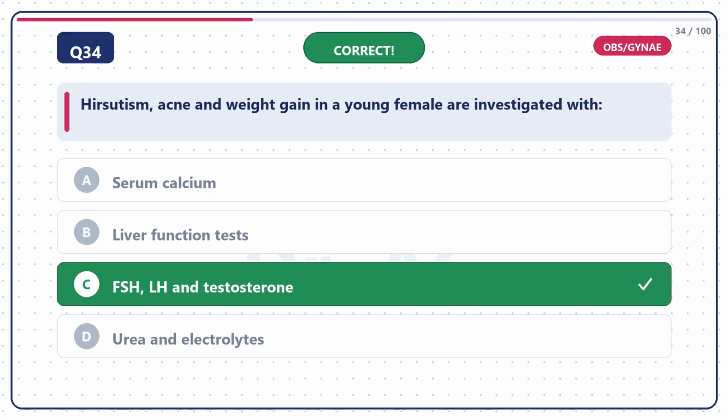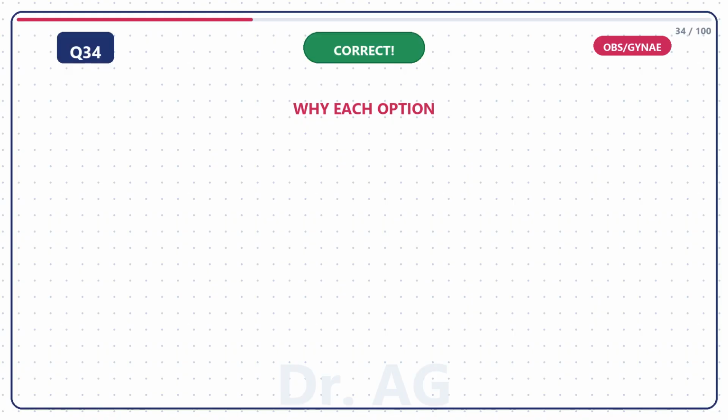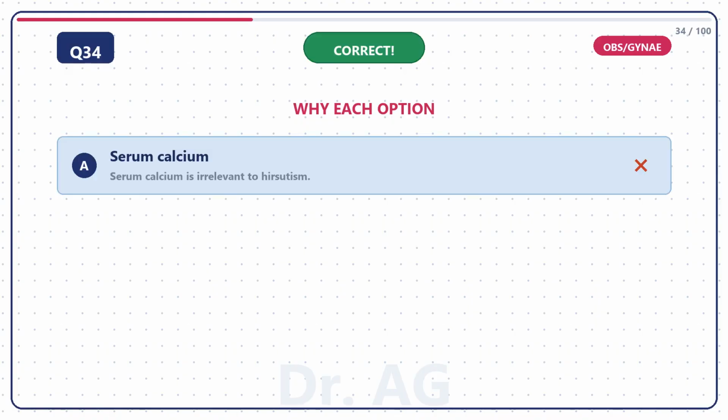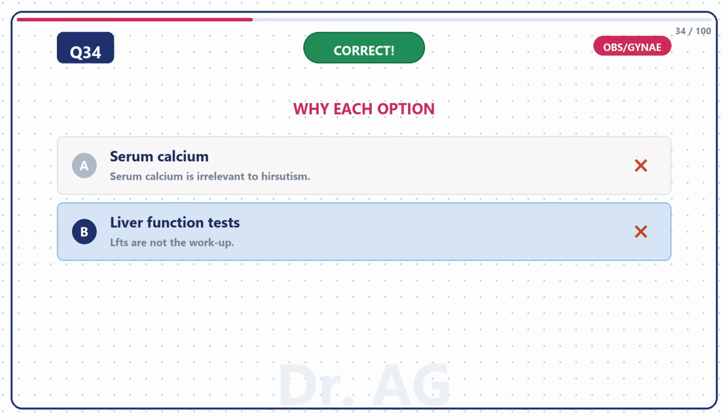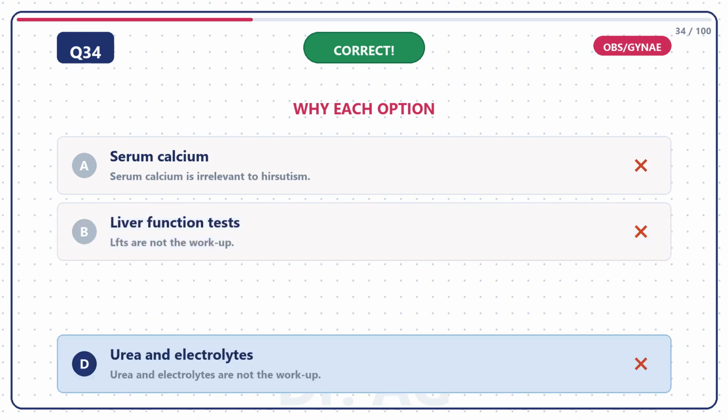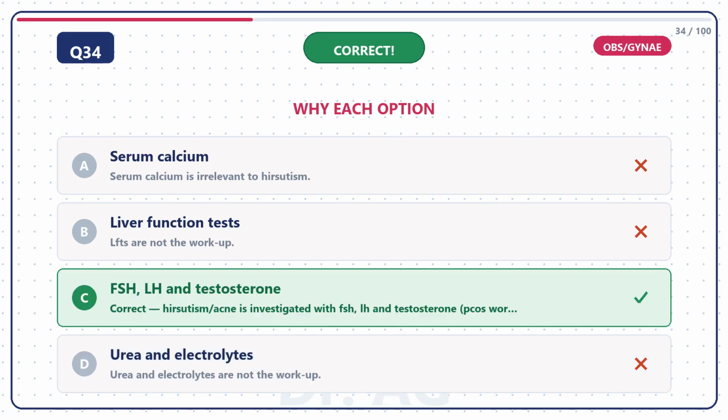The correct answer is option C. FSH, LH and testosterone. Let's go through the options. Serum calcium. Serum calcium is irrelevant to hirsutism. Liver function tests. LFTs are not the workup. Urea and electrolytes. Urea and electrolytes are not the workup. And the correct answer is FSH, LH and testosterone. Correct. Hirsutism and acne are investigated with FSH, LH and testosterone, the PCOS workup. So, the right answer is option C.